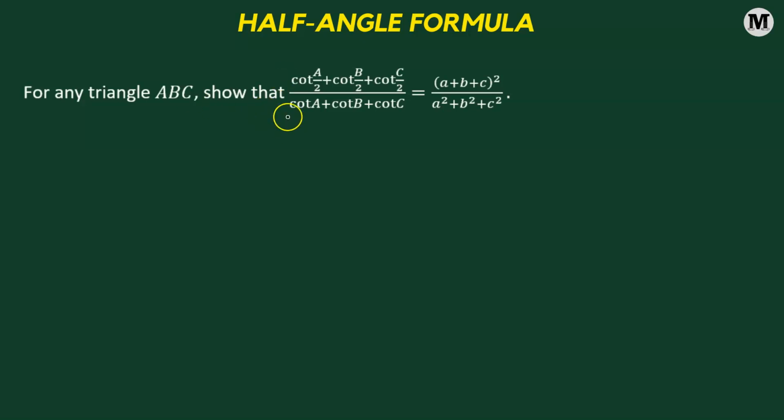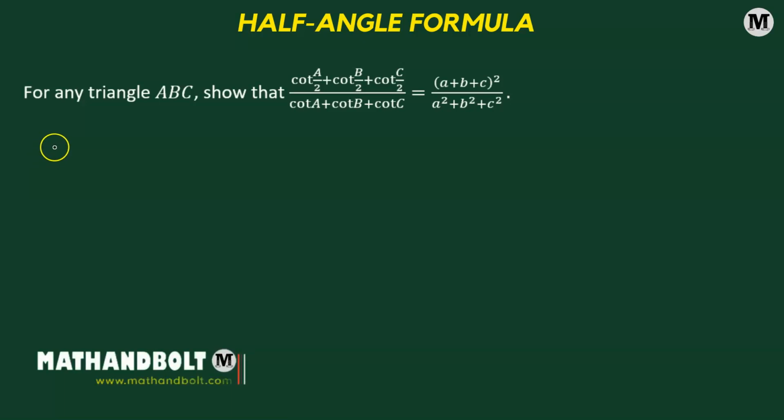For any triangle ABC, show that the following is true. Okay, let us begin. So here we'll break this into two parts. We'll start from the left hand side, but first we will work with the numerator and then we're going to work with the denominator. And then the final step, we're going to divide the numerator by the denominator.